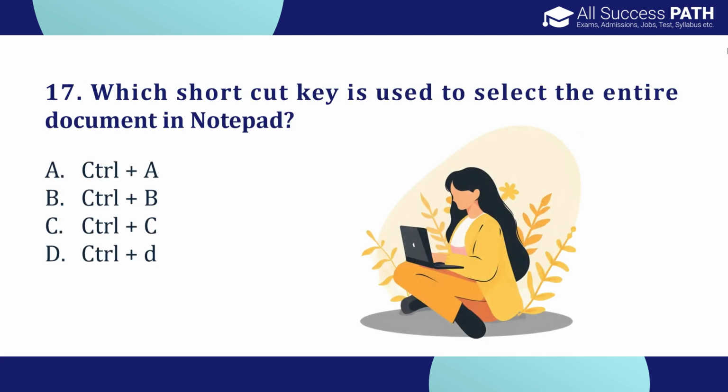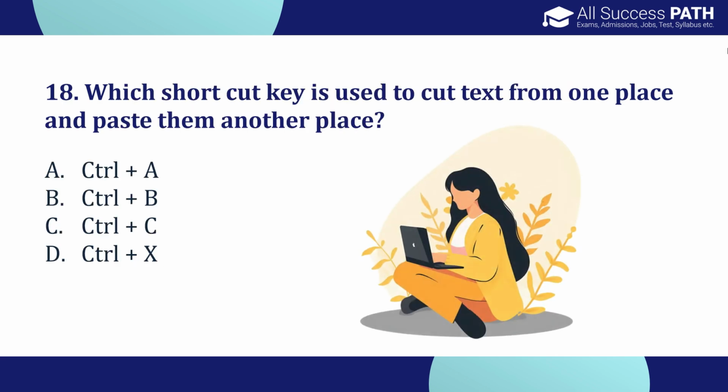Question 17. Which shortcut key is used to select the entire document in Notepad? The options are A. Ctrl+A, B. Ctrl+B, C. Ctrl+C, and D. Ctrl+D. The correct answer is A. Ctrl+A.